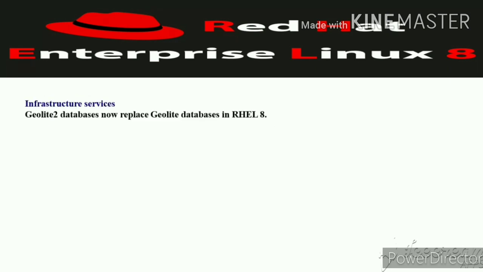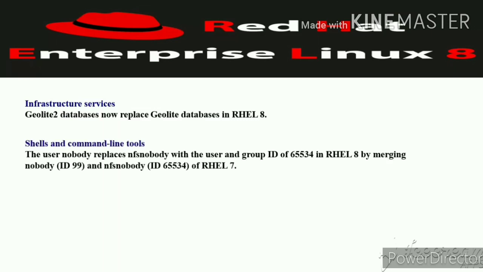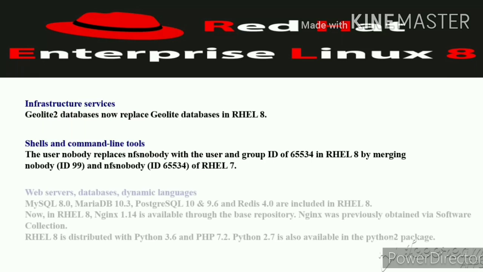Infrastructure services. The GeoIP2 database now replaces the GeoIP database in RHEL 8. Shell and command line tools. The user nobody replaced the NFS nobody user and group with ID 65534 in RHEL 8, by merging the nobody ID 99 and the NFS nobody ID 65534 of RHEL 7.